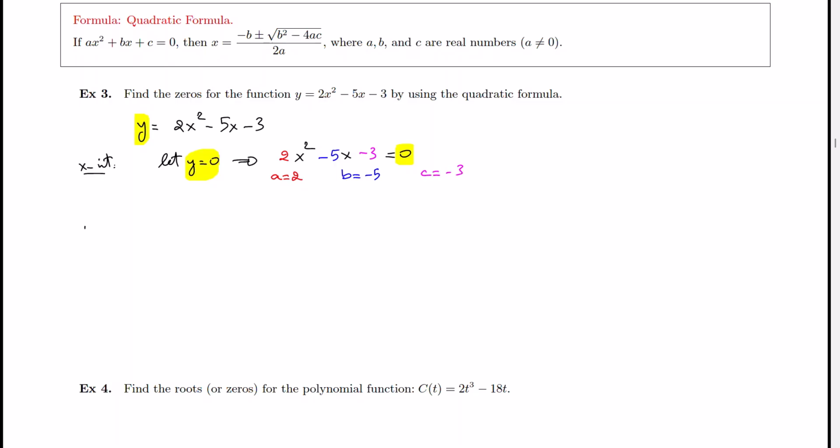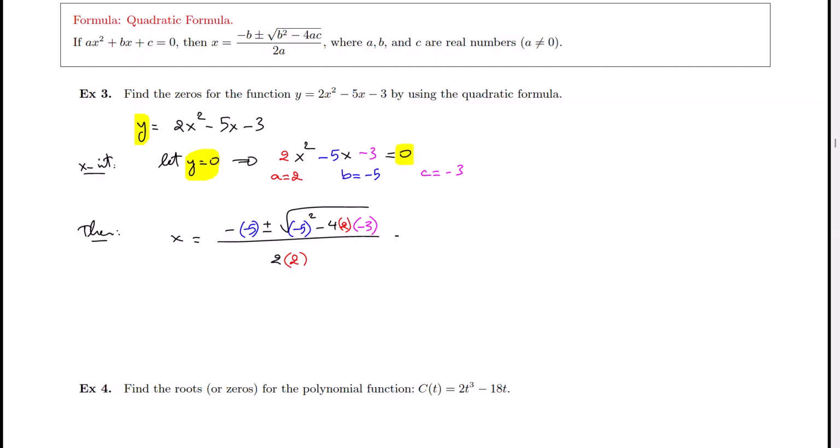And according to my quadratic formula, to get x, all I need to do is write negative b plus or minus square root of b squared minus 4ac, all divided by 2a. So keep in mind that b is negative 5, so we're going to replace all the b's with negative 5, keeping parentheses around everything. a is 2, so every time you see an a, you're going to replace it with 2. And finally, c is negative 3. Again, make sure you use parentheses so that you don't get anything wrong.